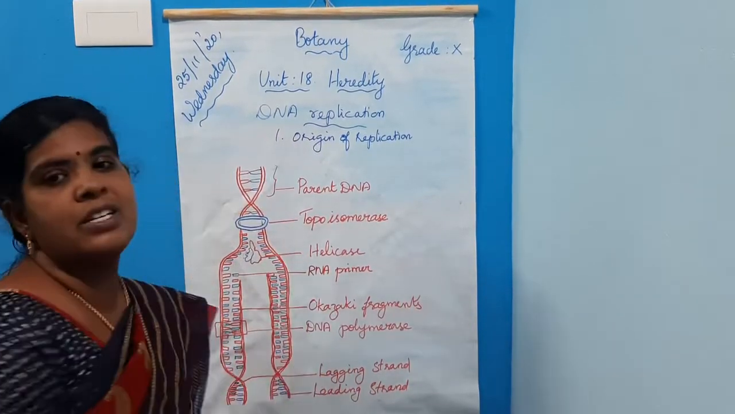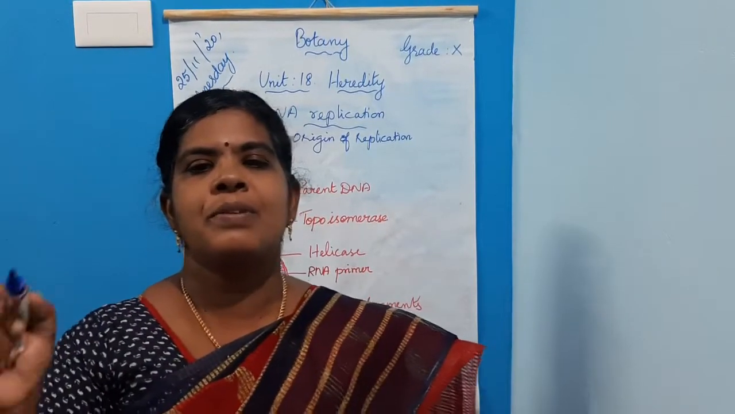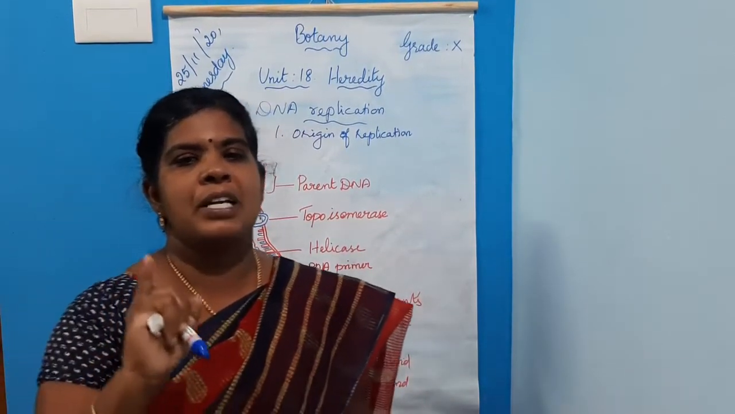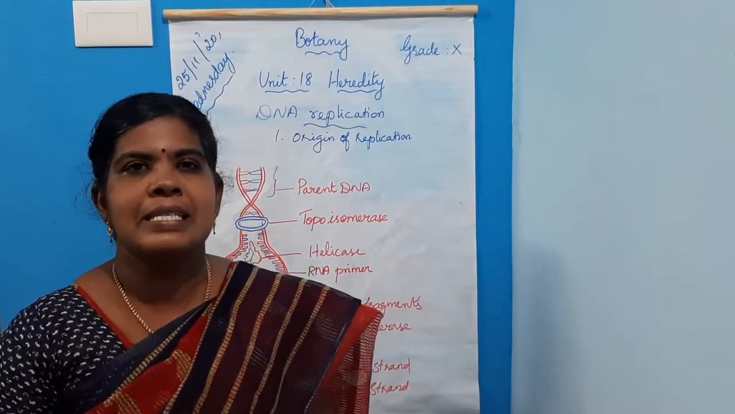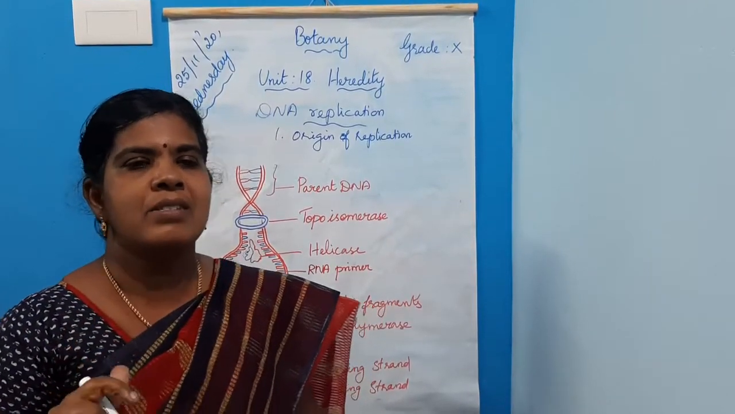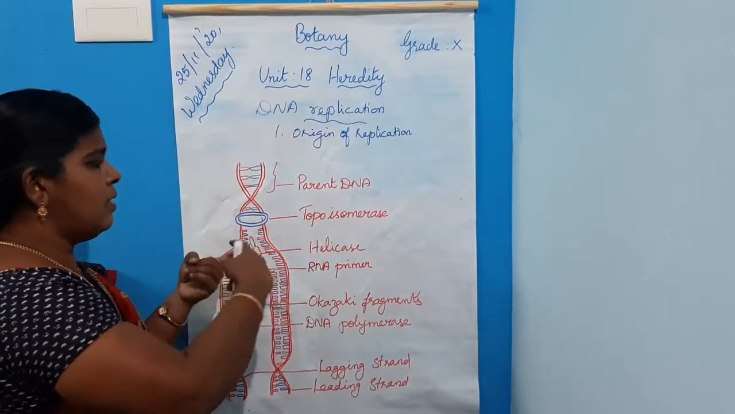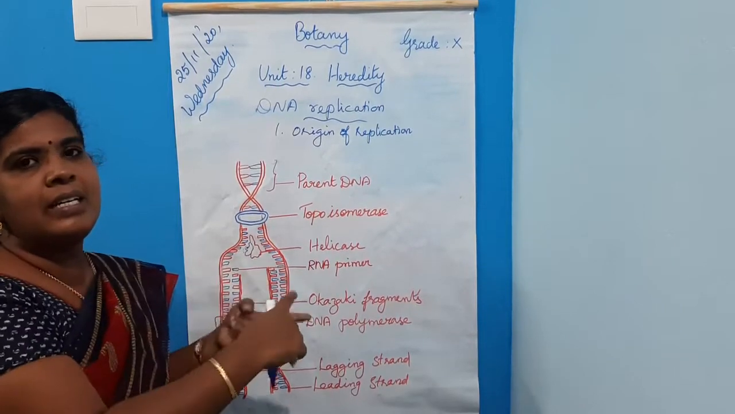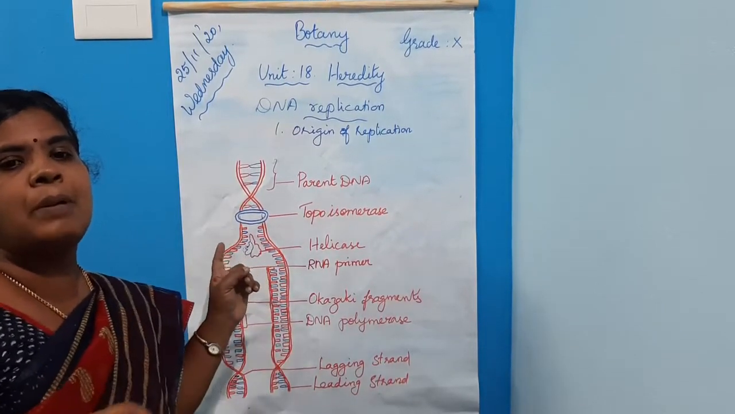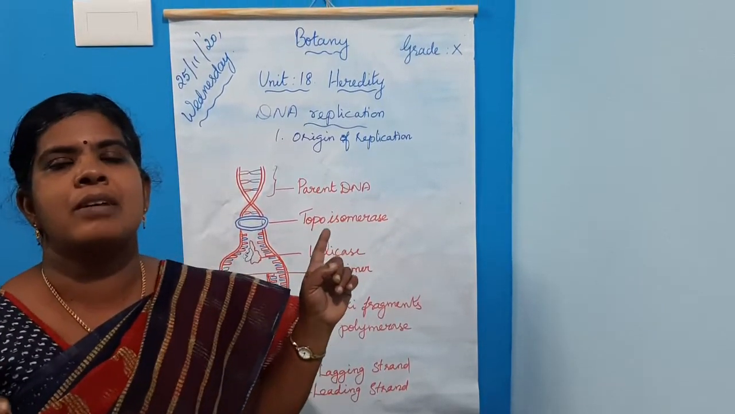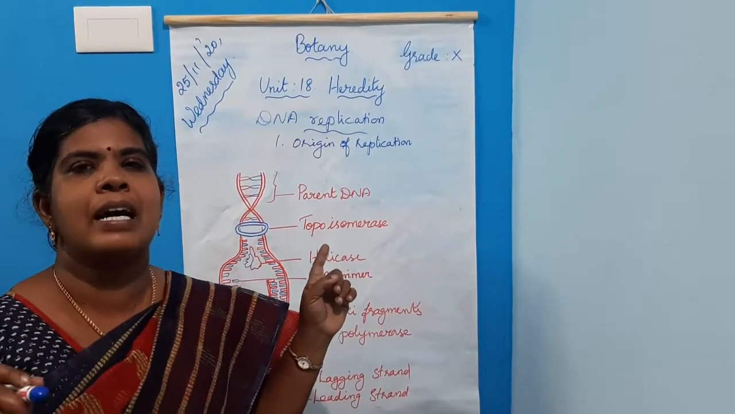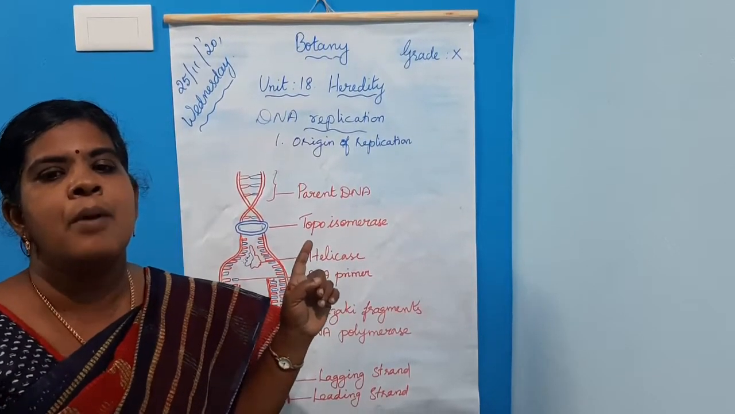This is the replication fork. So first is the origin of replication. What is the second step? Unwinding. These two strands are wound around each other, isn't it? So during replication, the second step that takes place is unwinding of the DNA molecule.